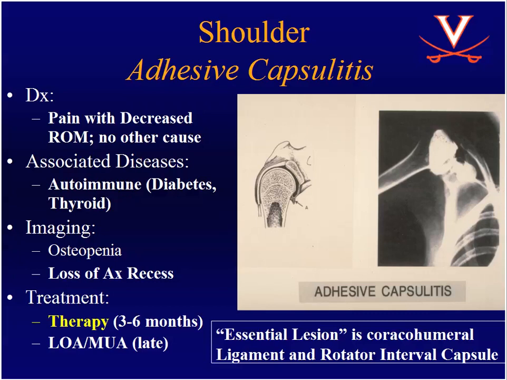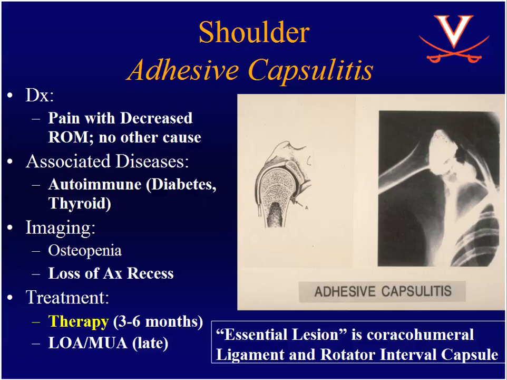Moving on. Adhesive capsulitis, frozen shoulder. Patients have decreased range of motion, particularly external rotation, and there's no other cause, no injuries, no fractures, etc. Often follows lung surgery or breast surgery or hospitalization. Very commonly associated with autoimmune diseases such as diabetes or thyroid disease. On imaging, on arthrograms, or more commonly in MRI, we'll see a loss of the axillary recess.